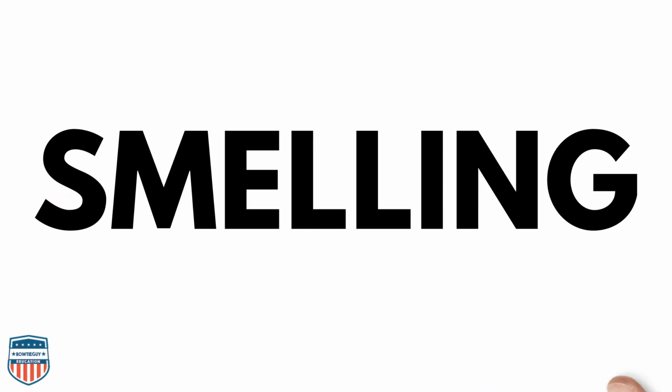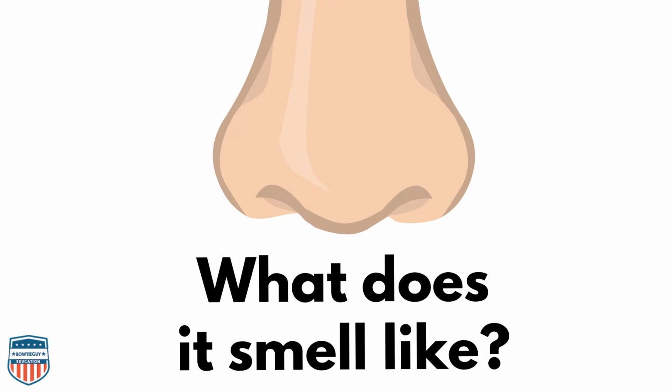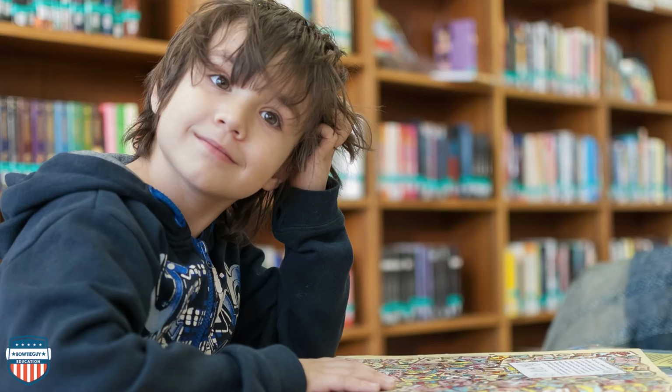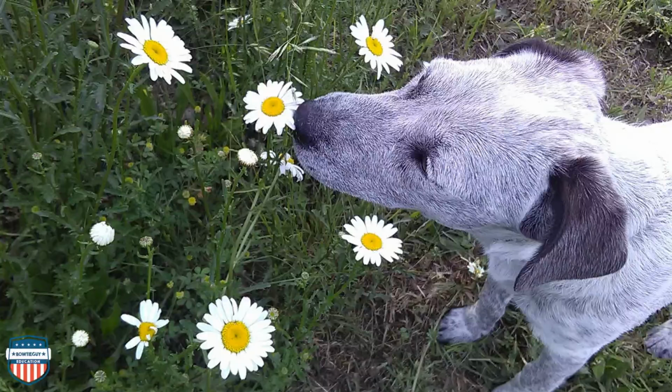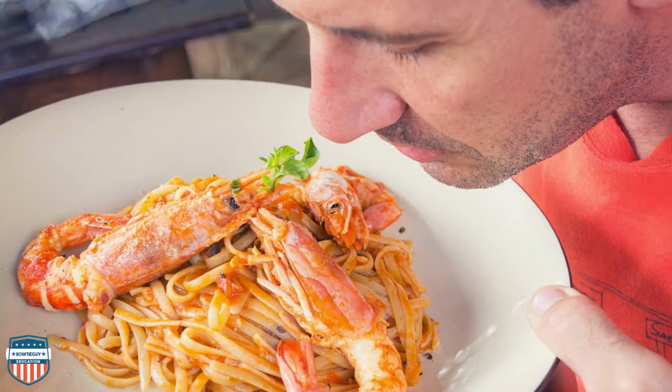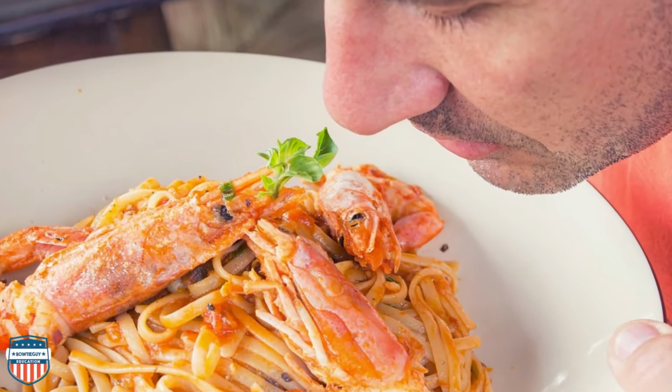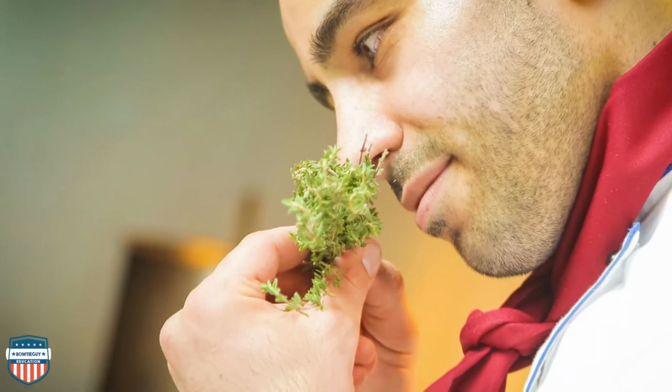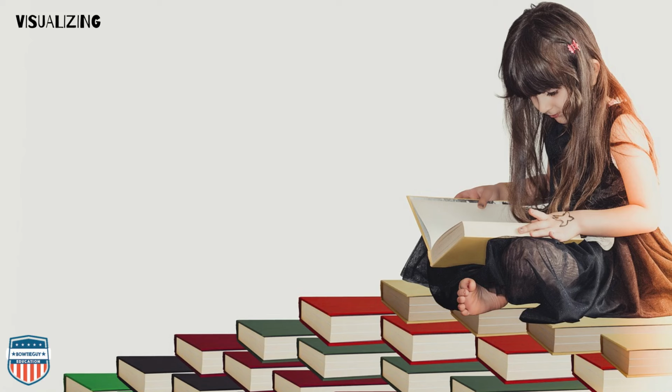I know if I'm making a movie in my mind, I'm thinking about what some things smell like. I love the smell of old books. I love the smell of flowers, sometimes the smell of pets. Oh, a good Italian dish, a fresh herb. Using your sense of smell can help you create that movie in your mind.